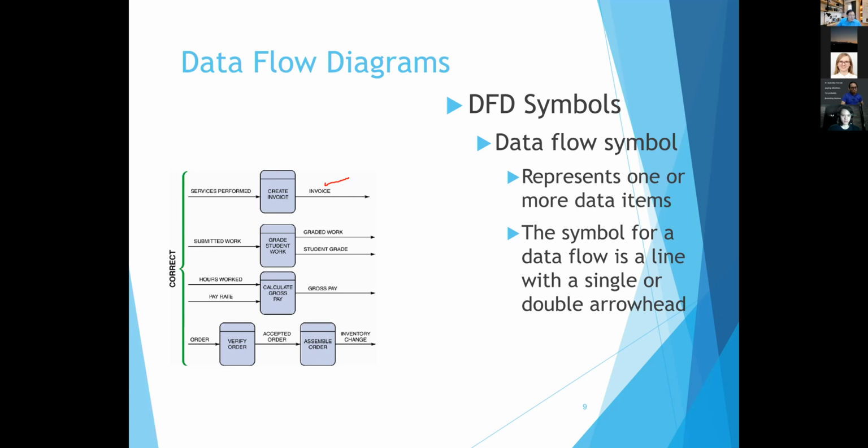So what about the second one? The second example is about a process called grade student work. You can see that it starts with the verb grade, right? Grade the student work. So one input that is sent to this process is submitted work, and it generates two outputs. For example, if I give you a worksheet to do, and you write down the answer and submit it to me, I call it submitted work.